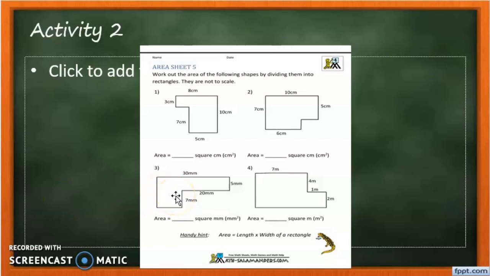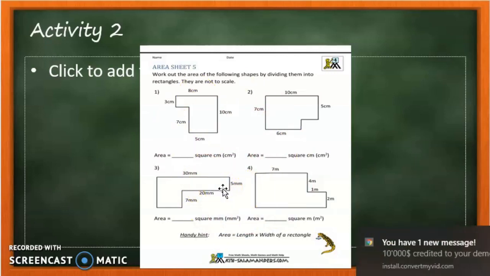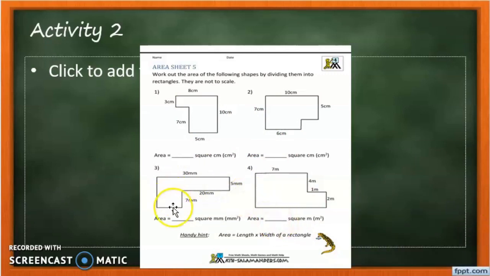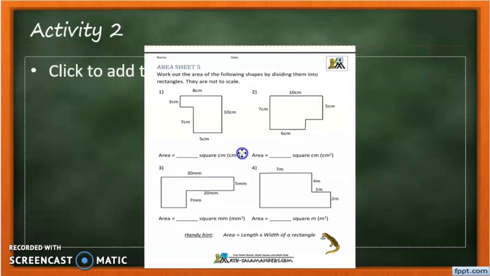So in activity 2, you basically will be using what you have just learned in the video, and you use it on this worksheet. Alright, so here's a little hint: area equals length times width of a rectangle. So remember from the video, you cut or divide it so that it is easier for you to find the area, and then you simply work it out and add. And if you need a refresher, please refer back to the video.